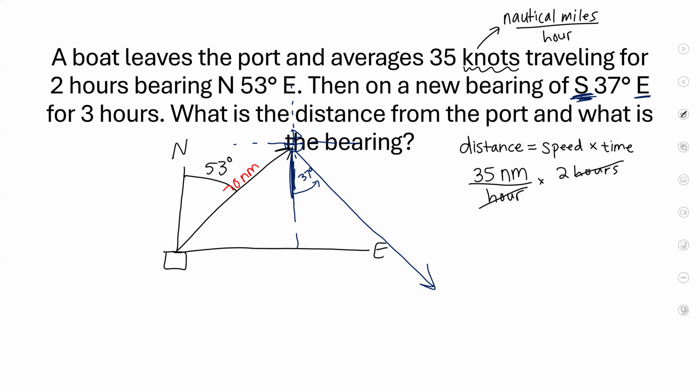Okay, let's figure out the distance. We're assuming that they're still going 35 knots. But this time we're traveling for 3 hours. So I'm going to do 35 nautical miles per hour times 3 hours. The hours cancel out. 35 times 3 is 105. So I'm going a distance of 105 nautical miles. That's my picture.